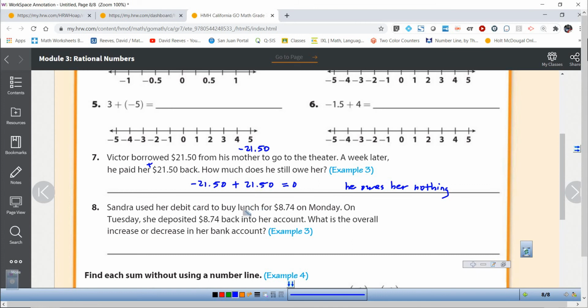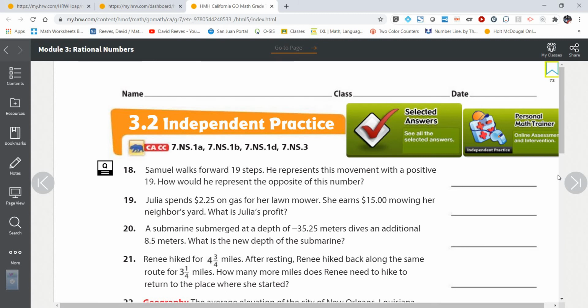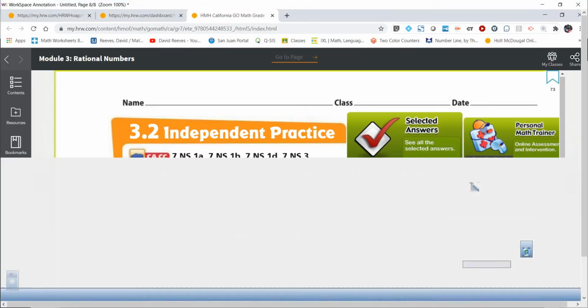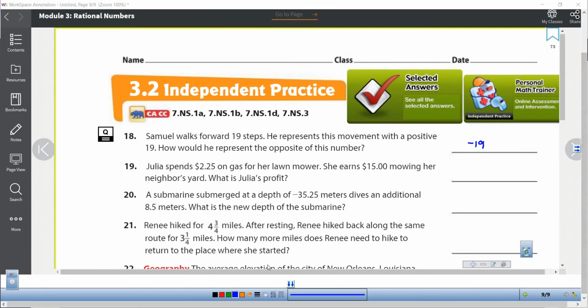All right, same thing here. She used her debit card. That would be a negative. Then she deposited. That would be a positive. And then since the absolute values of those are the same, that would be 0 as well. So they just wanted to reinforce that idea that when you add opposites, you get 0, which helps us in those earlier problems we were doing when we were grouping together. All right. Okay. Samuel walks forward 19 steps. How would you represent the opposite of that number? Well, the opposite of going forward 19 is negative 19. And again, when you add those, you would get 0.